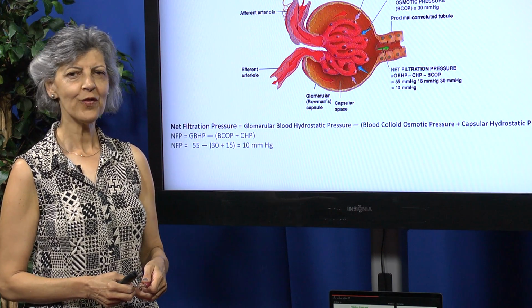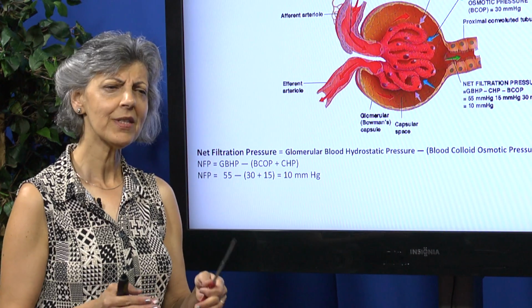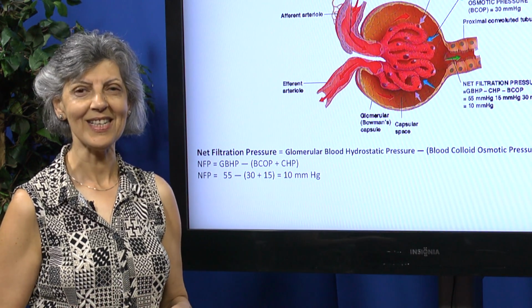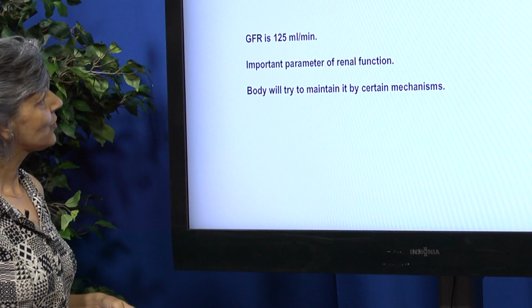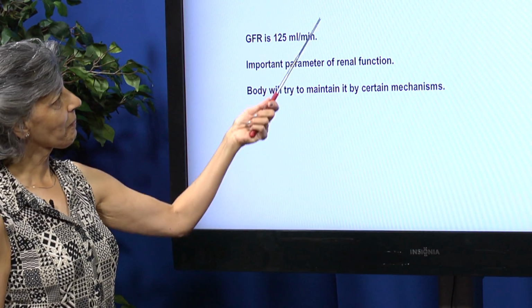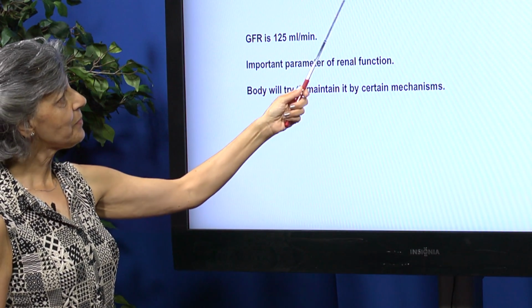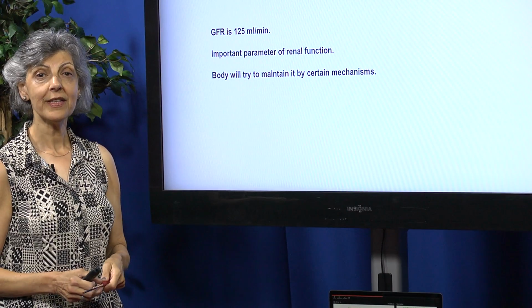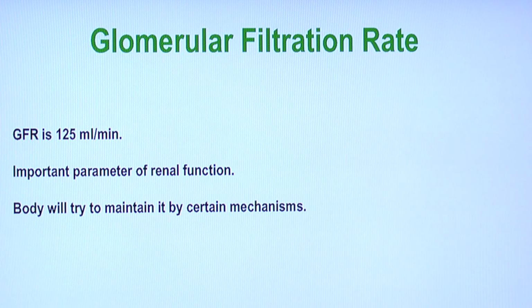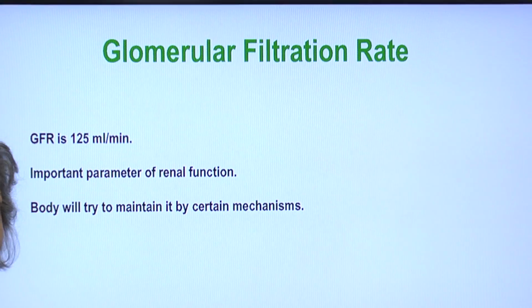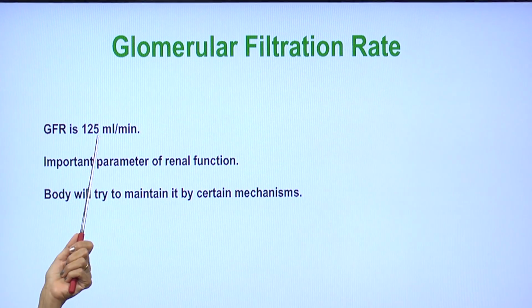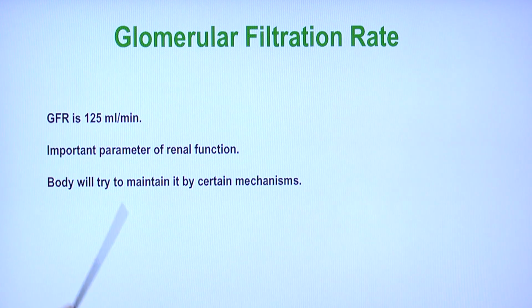How much fluid is filtered? Is there a number? Yes, there is. So we come to our next number here, which is the glomerular filtration rate. What is the glomerular filtration rate? In other words, it is the rate by which the glomerulus is filtering blood. It's around 125 ml per minute.